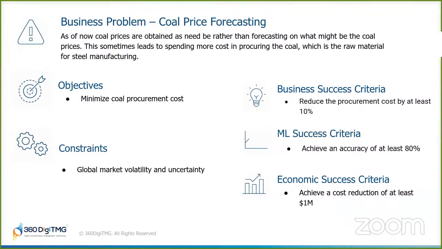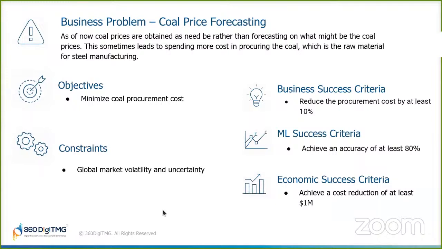They wanted to bring this problem to us, overcome this problem, and get a better solution for the coal prices in the future, considering external factors. So our main objective is to minimize coal procurement cost, taking into consideration the global market volatility and uncertainty.